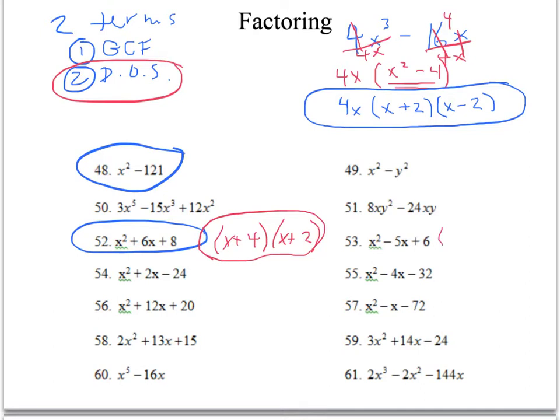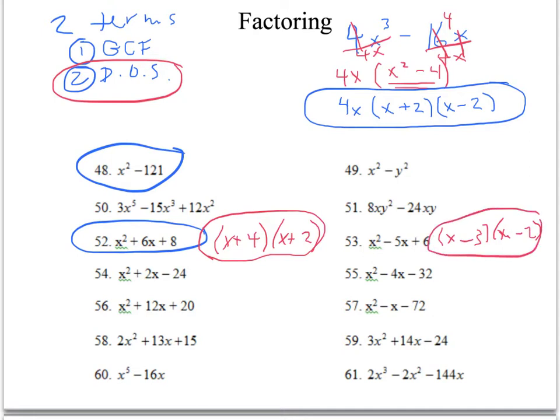You have a negative 5x in the middle. So we're going to get our x and our x. What numbers multiply to give us 6 that add up to negative 5? 3 and 2 multiply to 6. Of course, the signs are going to be negative, because negative 3 minus 2 gives us a negative 5. So that's the difference with our signs.